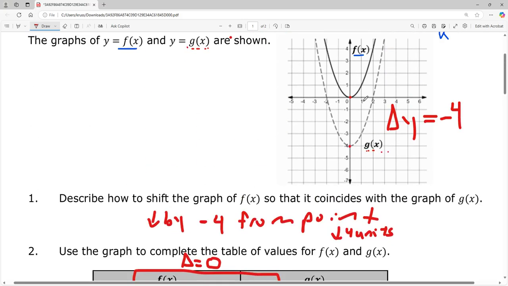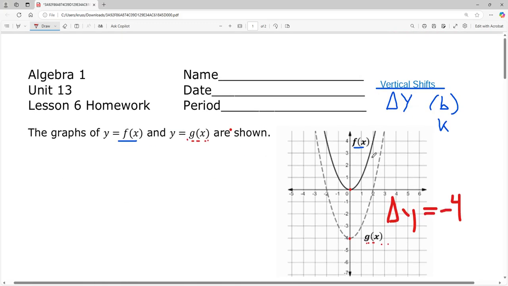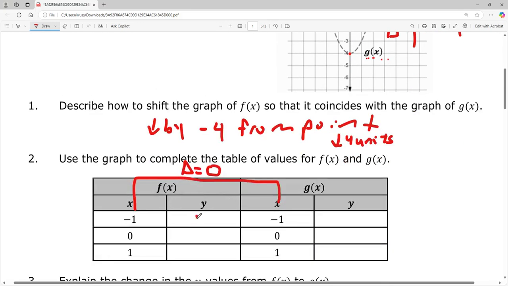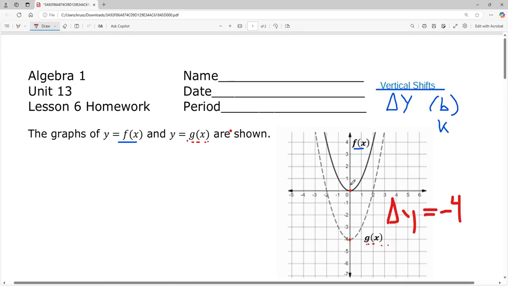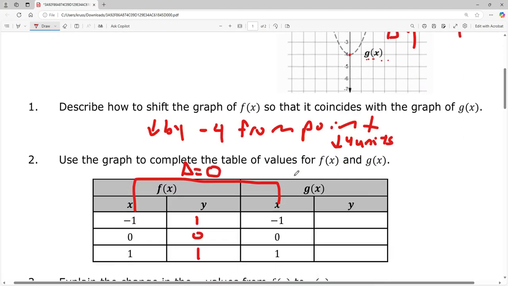If we look here, when x is -1, y is 1. When x is 0, y is 0. And when x is 1, y is 1. That's for this one up here, and that should have been blue, but that's okay. Now if I want to shift from this to this, I'm shifting 4 down. So this should be at -3, this one would be at -4, and this one will be at -3. The x values are the same, but the y values have shifted down now.